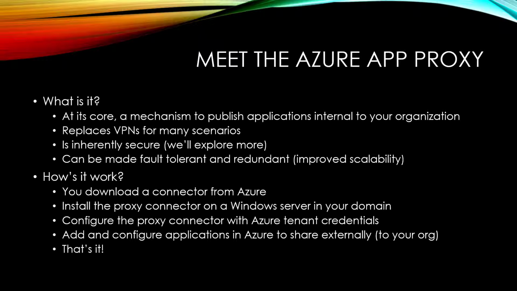So how does it actually work? Well, you go out to Azure, you download a connector. It'll install on a Windows server within your organization. This does not need to be the server that the application you want to publish is running on. It just needs to be a server that has a line of sight in network terms to your application and can get back outside. So it needs to be relatively unfettered as far as destination restrictions go.